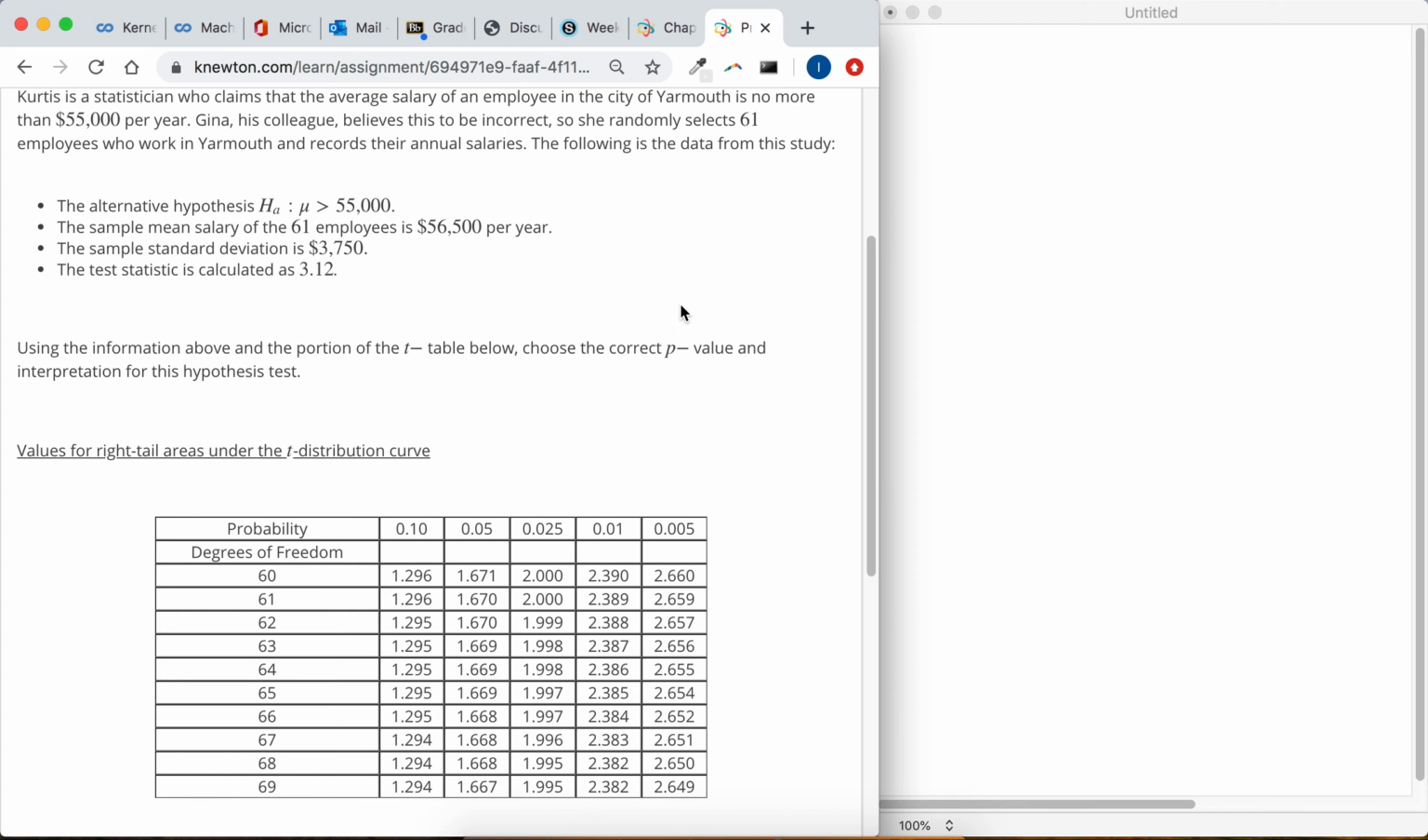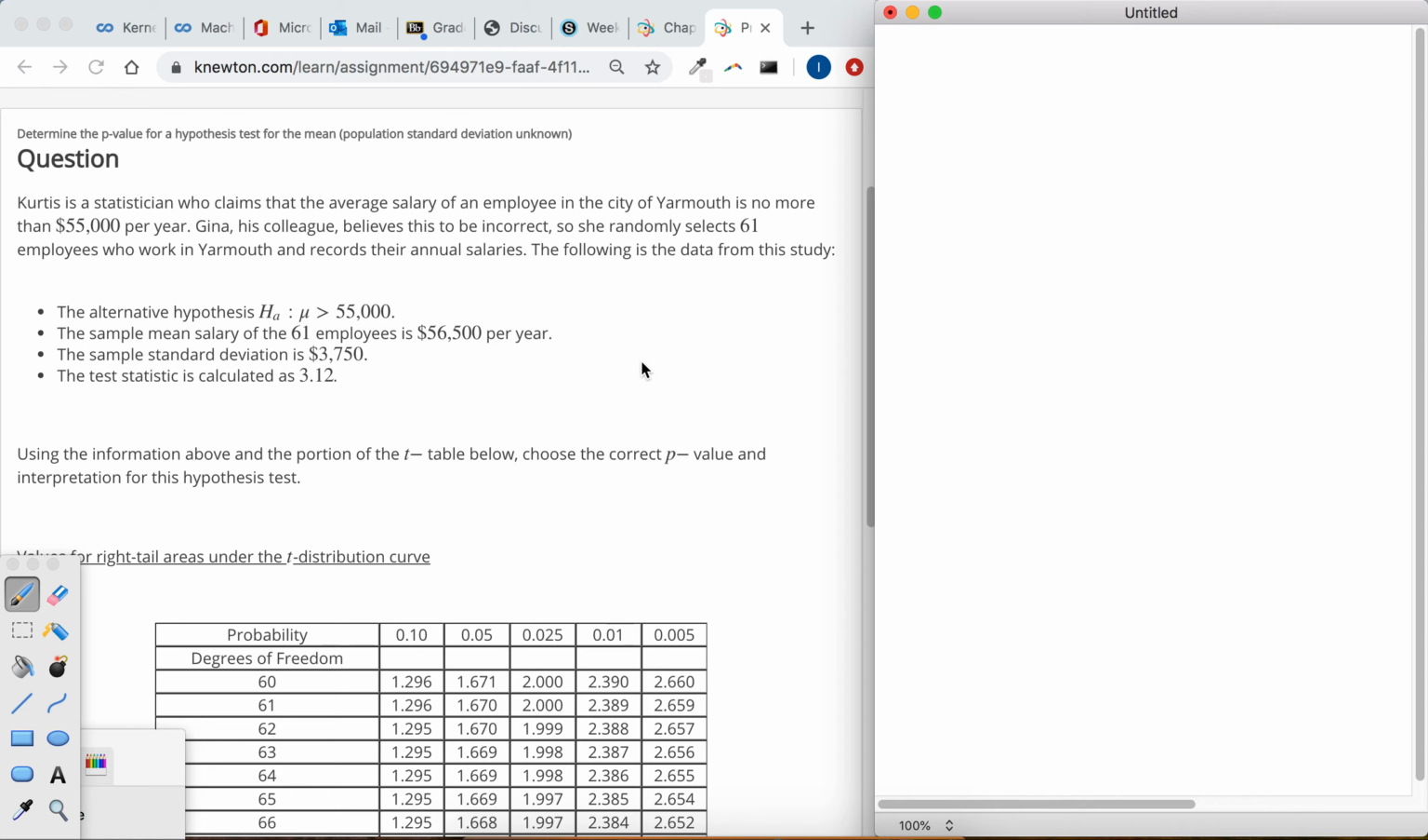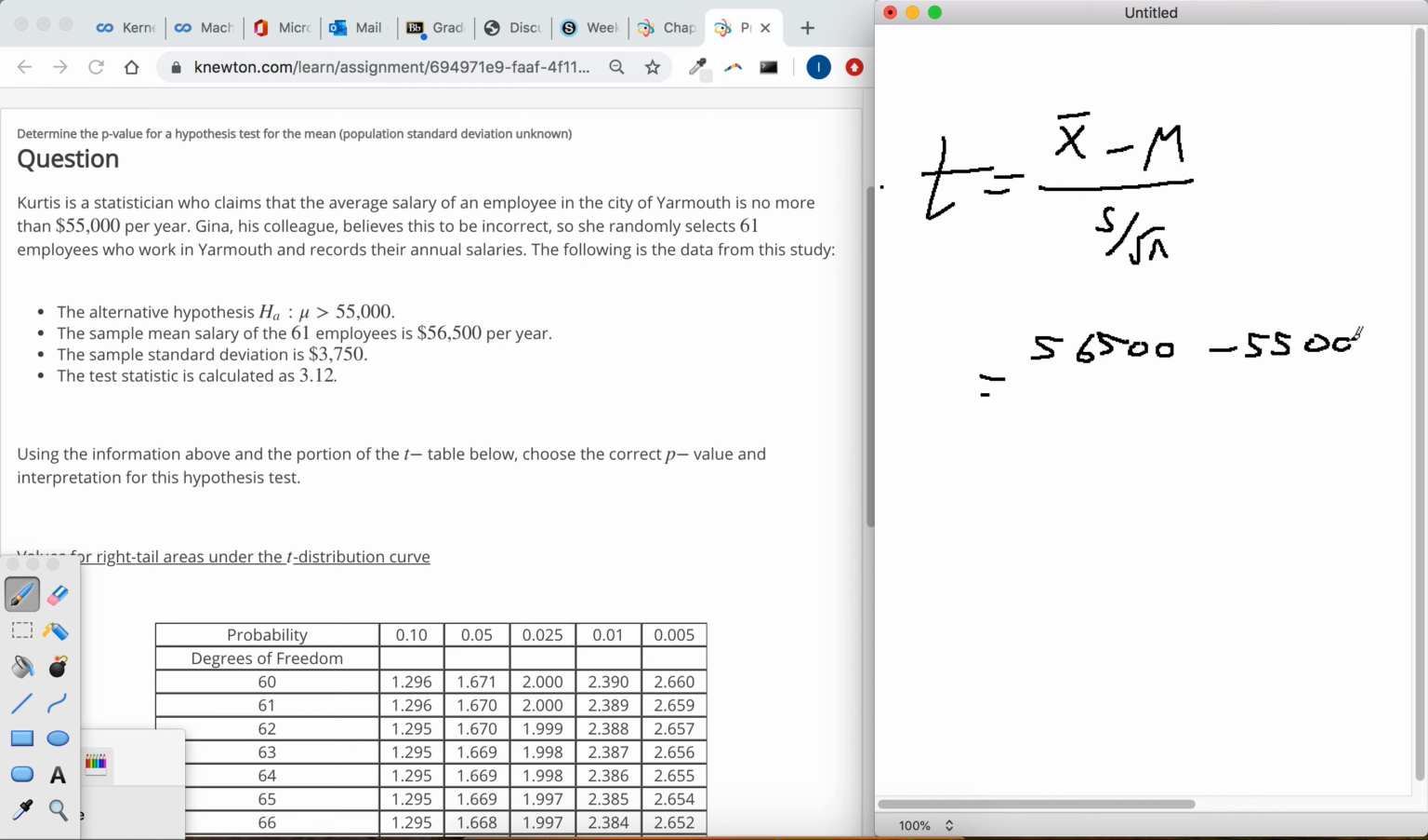To find out a p-value, you've got to know a test statistic. This is one mean with the population standard deviation unknown, so that means we use the t distribution. Here's the formula for t. Our sample mean is 56,500. Subtract that by the hypothesized mean of 55,000. Then divide by the standard deviation of 3,750, divided by the square root of 61.